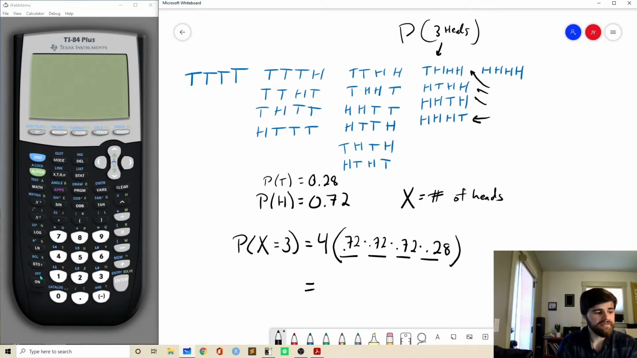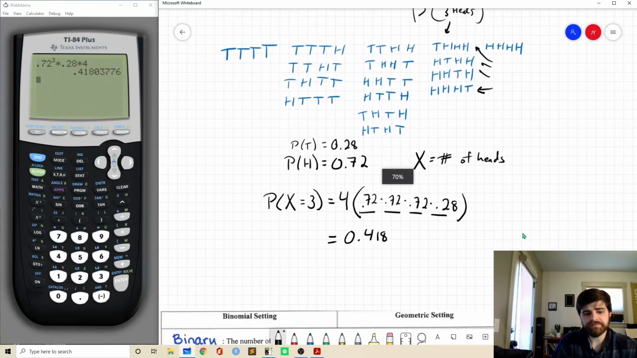So I can do that. We've got 0.72, and we're going to raise that to the 3rd power because I've got 3 of them, times 0.28, and then we're going to multiply the whole thing by 4. So under this new probability, if I'm getting a heads 72% of the time, the probability that X equals 3 is 0.418.